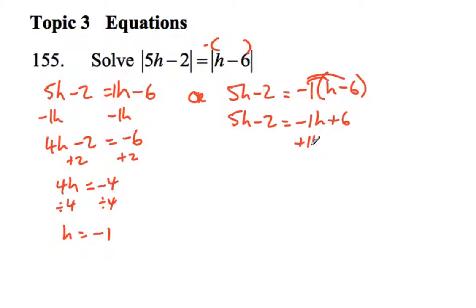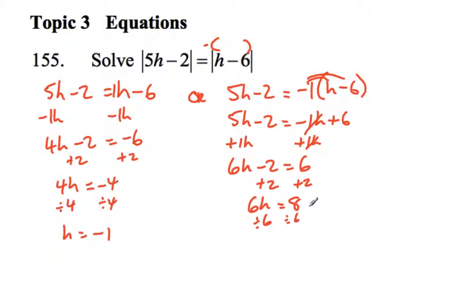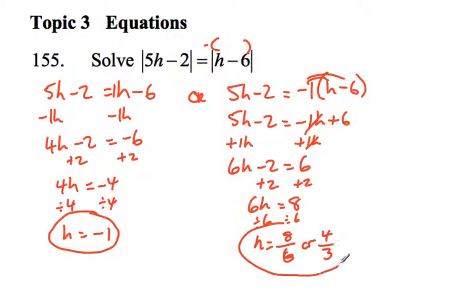Let's plus 1h. We get 6h minus 2 equals, that'll cancel out, 6 plus 2 both sides. 6h equals 8. Let's divide by 6, divide by 6. We get h equals 8 over 6, or that can simplify down to be 4 on 3. So we get h equals minus 1, or h equals 4 on 3.